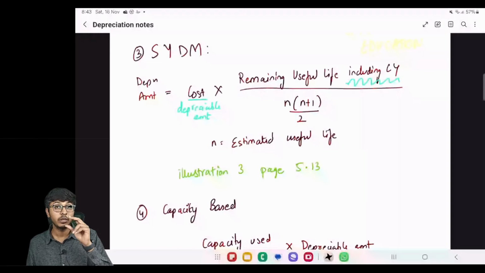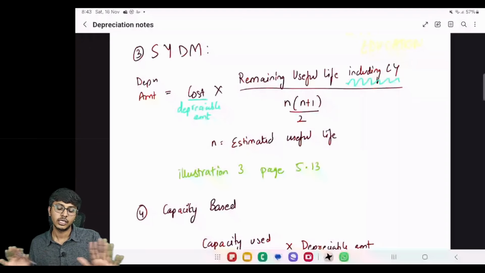You should be careful in reading the question: which year we purchased, which year they're asking the depreciation account for, and which year they're asking the machinery or the asset account for. If you see that, then it will be very simple. Provide depreciation for all the years and find out the opening balance, and after you find out the opening balance, prepare the account. That's it.